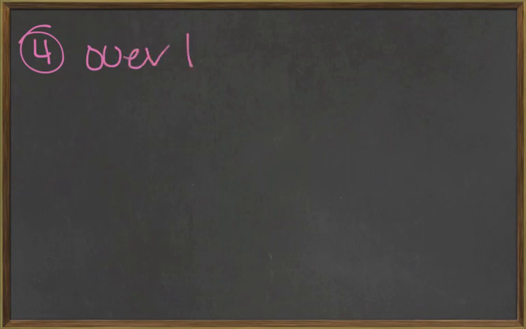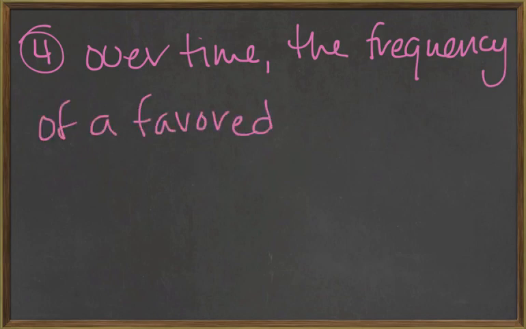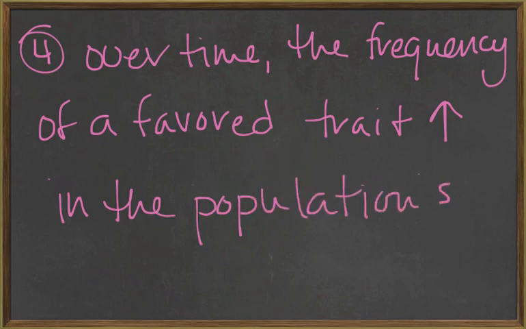Last thing that they have to have in order for natural selection to occur is that over time, the frequency of a favored trait increases in the population's gene pool.